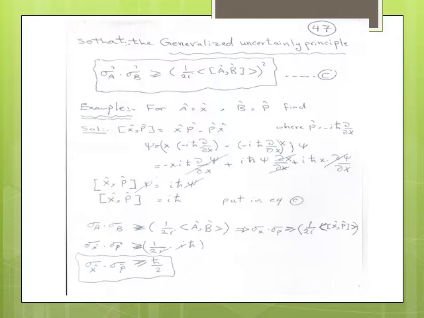بصورة عامة نكتب قانون let's say the principle: sigma a square في sigma b square أكبر أو مساوي 1 على 2i مضروبة في الاكسبيتيشن فاليو للكوميتيت [A,B] square. For example, for A equal to x, B equal to p.